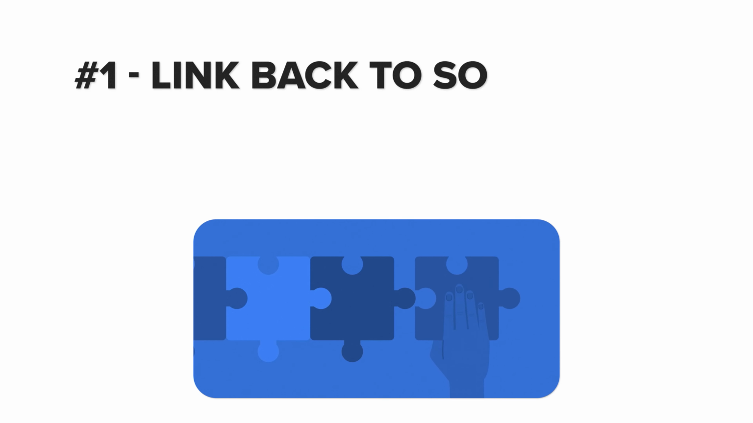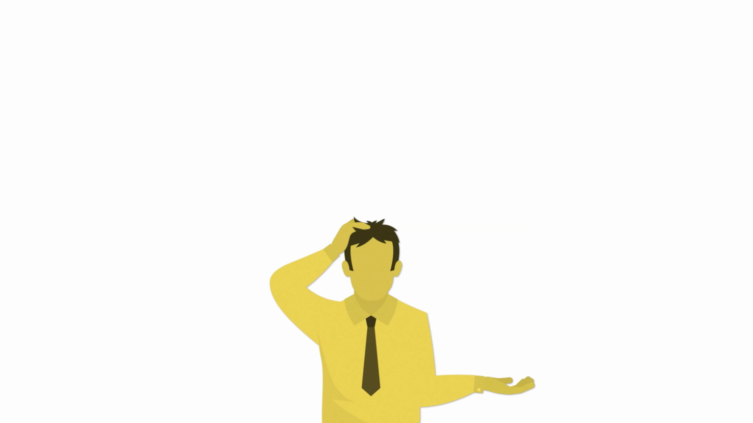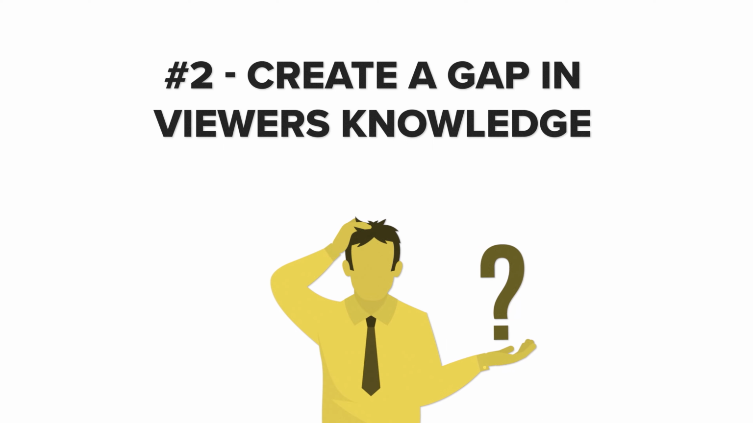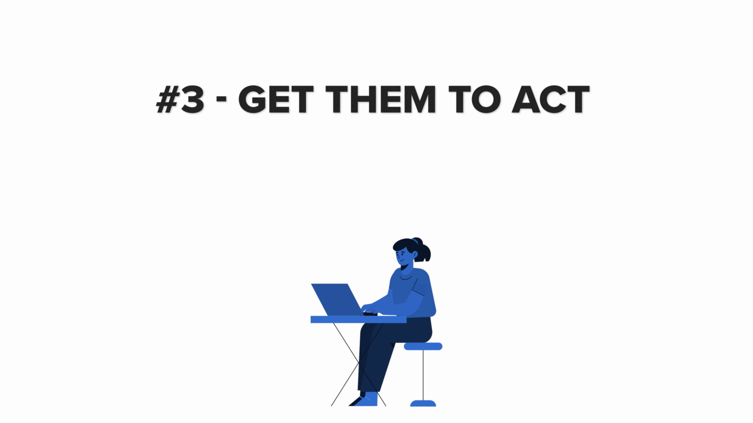Step 1. Link back to something related to the current video they are watching. It might be a point that you've made or a concept you've introduced. Step 2. Create a gap in the viewer's knowledge by saying that although they might understand some aspects of something, there is also something else that they don't understand. Step 3. Get them to act by telling them about another video that you've made that will help them to close the gap that you have just spotted.